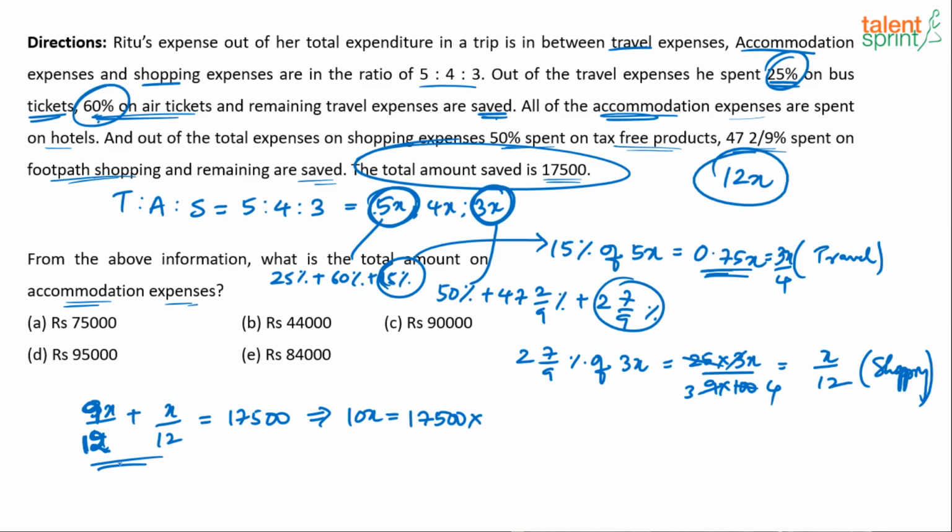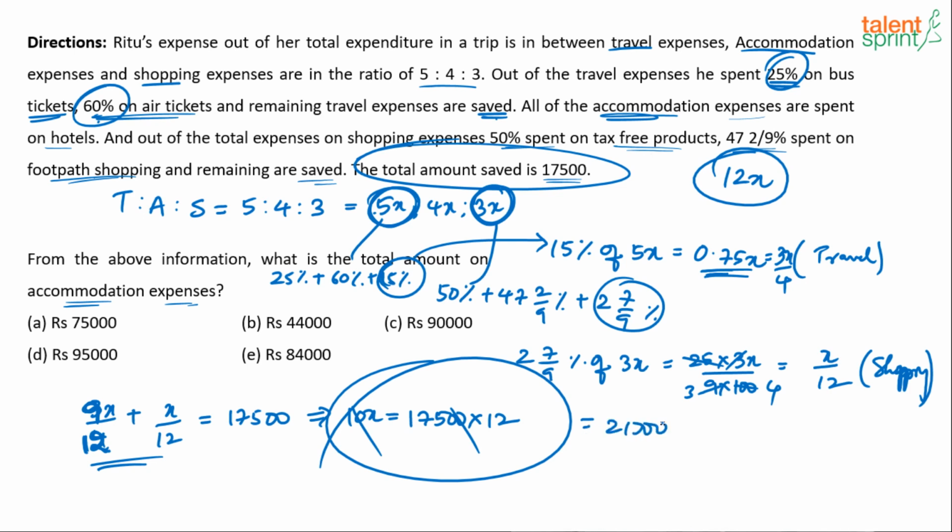17,500 into this 12. I mean that calculation you need to do now. It's like 1750 into 12. 1750 into 12 is what? 17,500 plus 1750 into 2 is 3,500. So that's like 21,000. So I know the value of x.